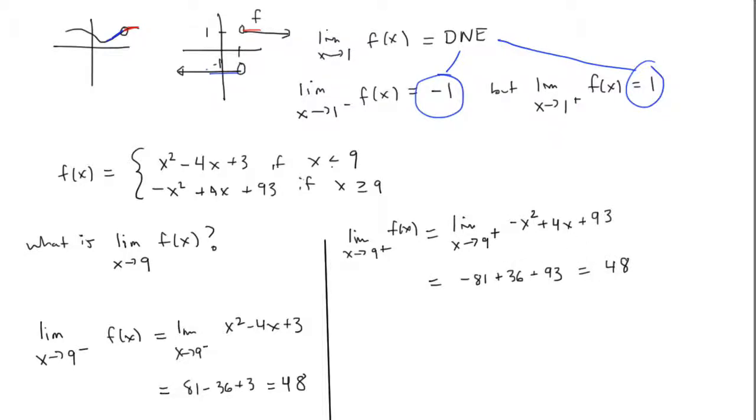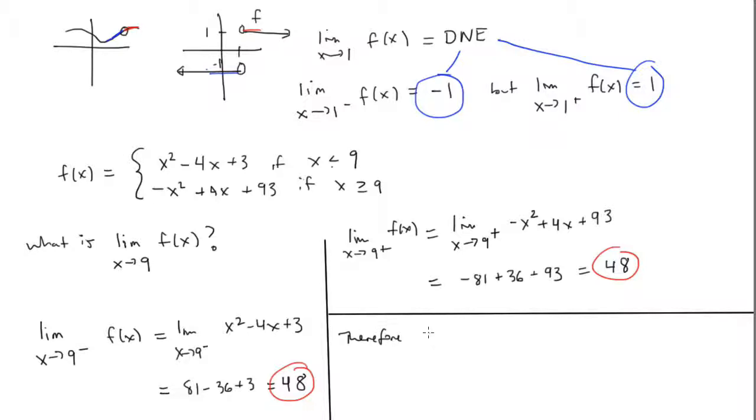Okay, so since these two numbers were the same, our conclusion is going to be the following. So therefore, the limit as x goes to 9 of this function is the common value, 48. Okay, so then this number here is the common value of these other two things. Now let's say that one of these had come out to be different from the other. Then we would have said that the overall limit would not exist.